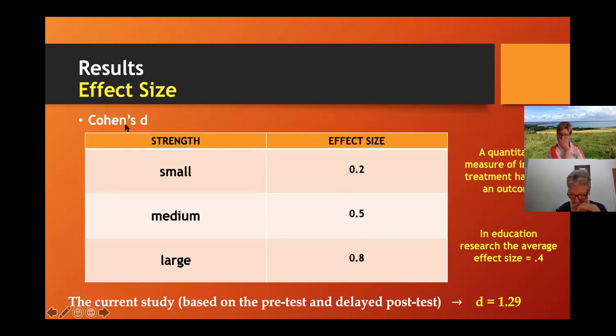And so Cohen's d is just referring to effect size. It's measured in terms of small, meaning 0.2 effect size. Medium effect size is 0.5. The large effect size is 0.8. And I think it's interesting to point out that the average effect size in educational research is 0.4, so it's somewhere between small and medium effect size.